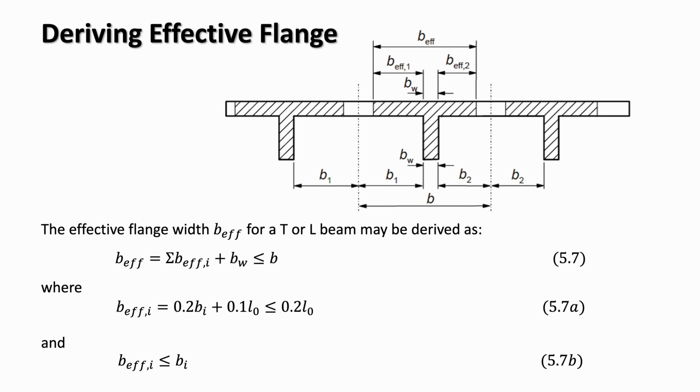Looking now at the other direction, the effective flange width comes from adding the effective contributions from each side of the web. Each side width is limited by the Eurocode expression b_eff,i = 0.2 b_i + 0.1 L0, but it can't exceed 0.2 L0 or the actual slab width on that side. Adding the two sides plus the web gives us the total effective flange width.